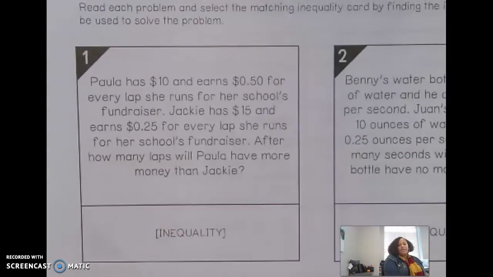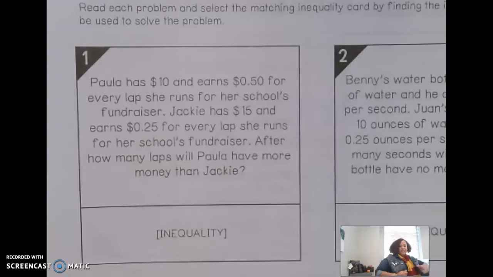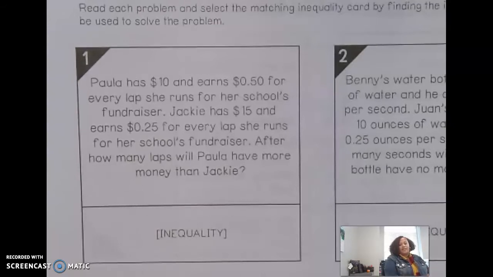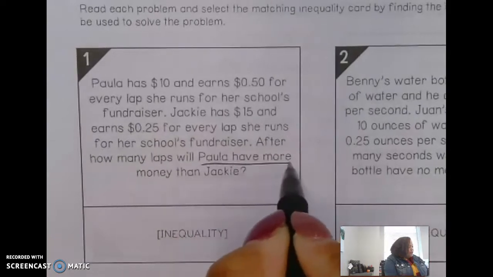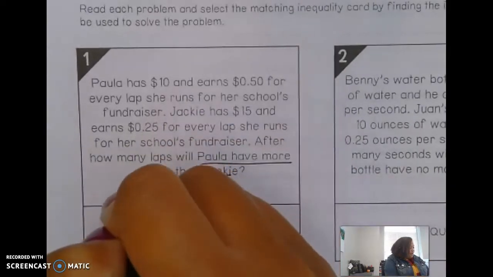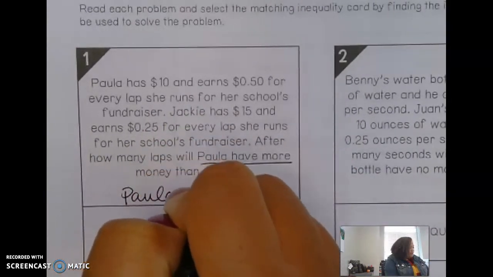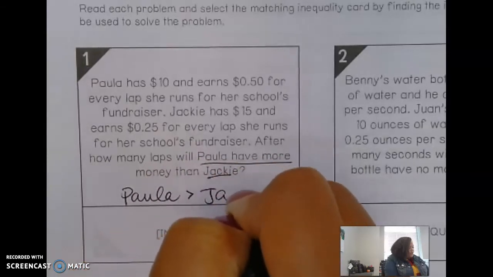Paula has $10 and earns 50 cents for every lap she runs for her school's fundraiser. Jackie has $15 and earns 25 cents for every lap she runs for her school's fundraiser. After how many laps will Paula have more than Jackie? I want Paula to be greater than Jackie.